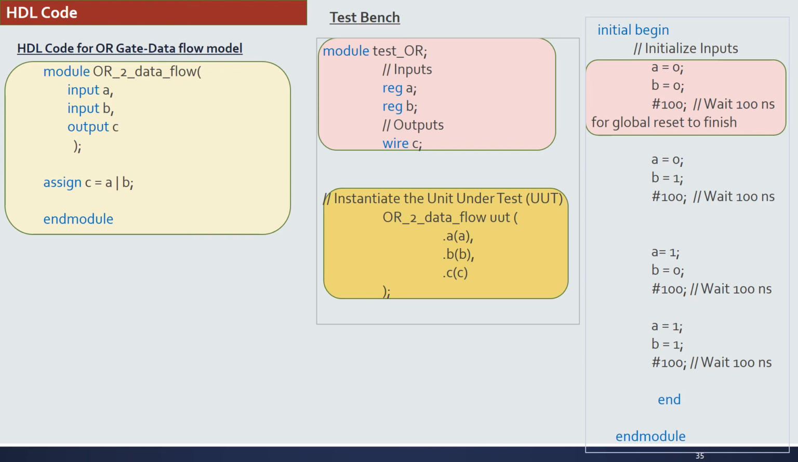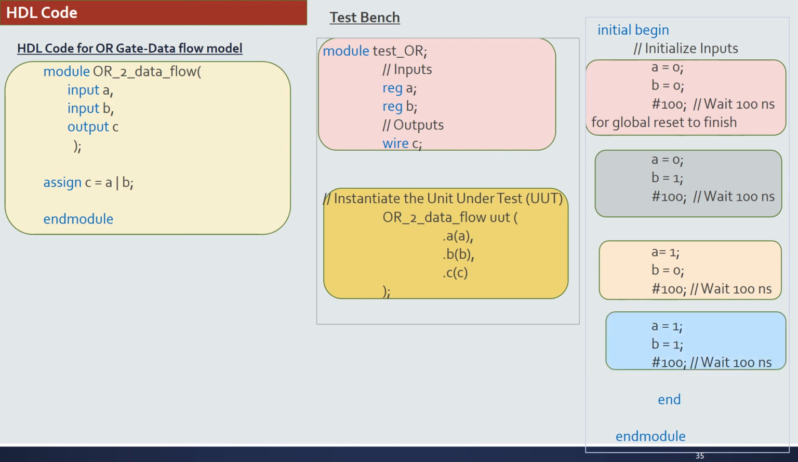Now from the shaded area it is clear. You are giving A equal to 0, B equal to 0 and wait for #100, which shows wait for 100 nanoseconds. By the time, the output will be available in the simulator. So once after 100 nanoseconds, you will change the value from 0, 0 to 0, 1. Then also you will wait for 100. Then again you will give a value 1, 0. Then again wait for 100 and you give the value 1, 1.